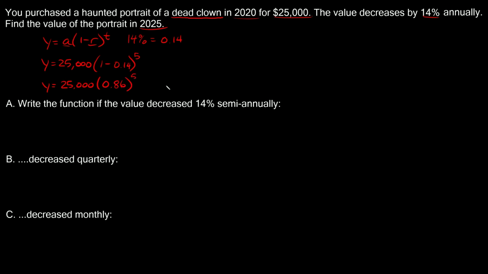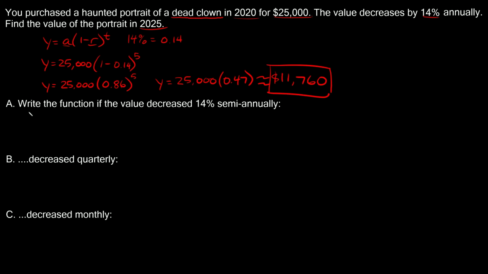Okay, so then simplifying this, we're going to have y is equal to 25,000 times 0.86 raised to the 5th power, that's approximately 0.47. Okay, so then 25,000 times 0.47 is approximately $11,760. And then we'll just round to the whole dollar. Okay, so we'll just leave it right there. So the value after 5 years of this creepy dead clown portrait is $11,760.